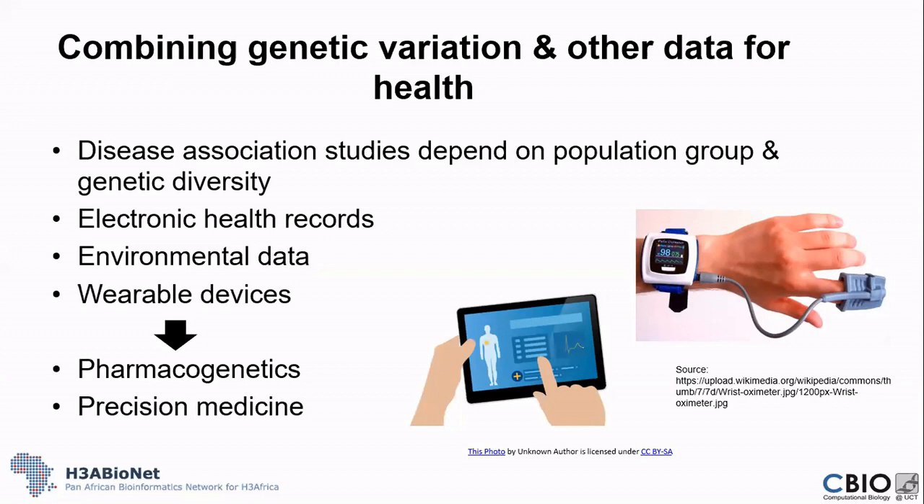We then match this to perhaps electronic health records. So when you visit your doctor, they keep a record of everything. Can we match your genetic changes to what they've recorded? Add environmental data. So what have you been exposed to? Were you exposed to pollution? What is your diet? Other lifestyle factors? Wearable devices. So how often do you exercise? Have you measured your heart rate recently, your blood pressure, anything else that wearable devices can measure, and use that to start studying people and giving them the best medicine. So this is pharmacogenetics and precision medicine.